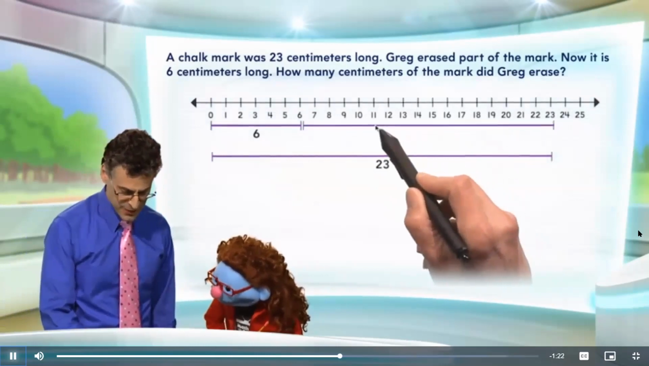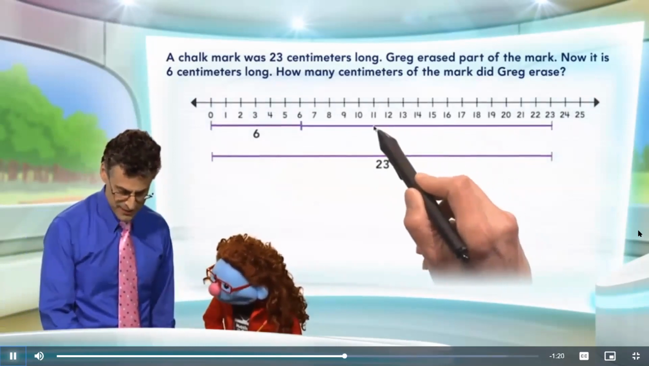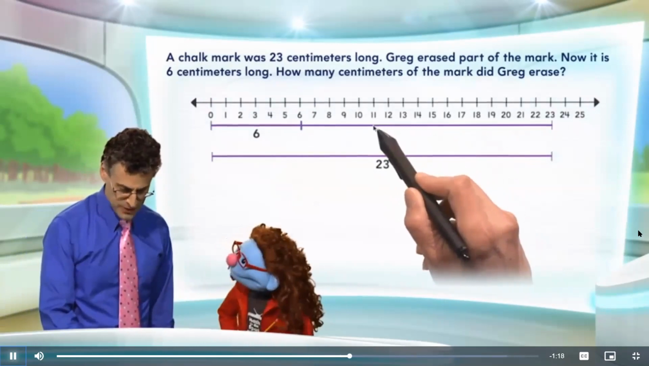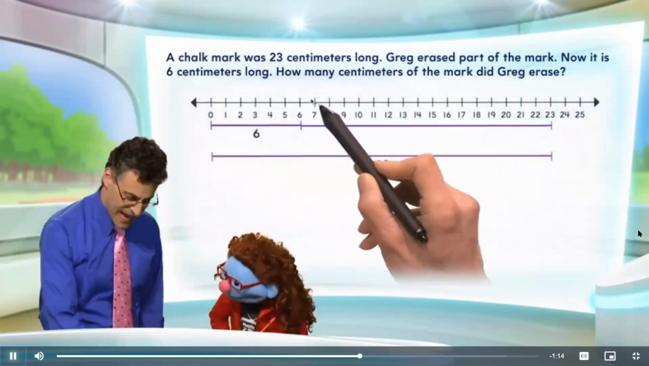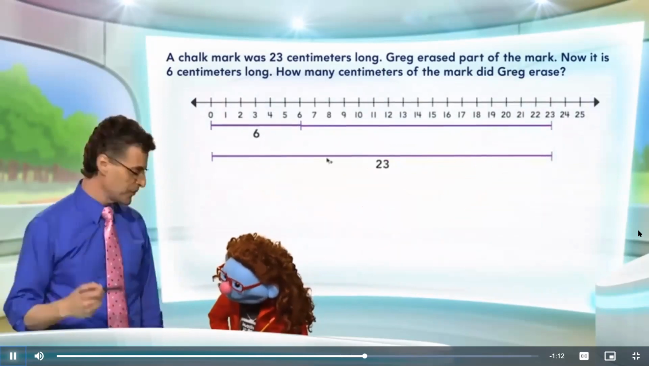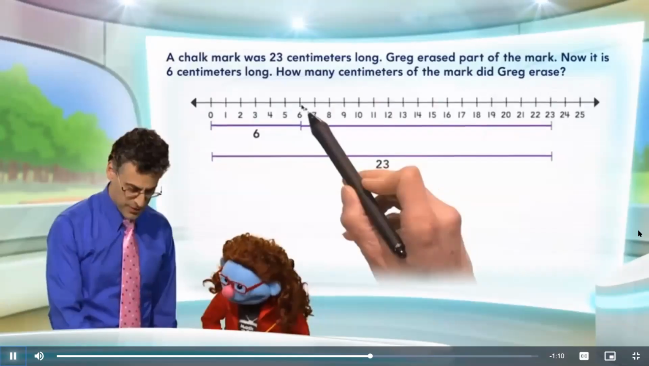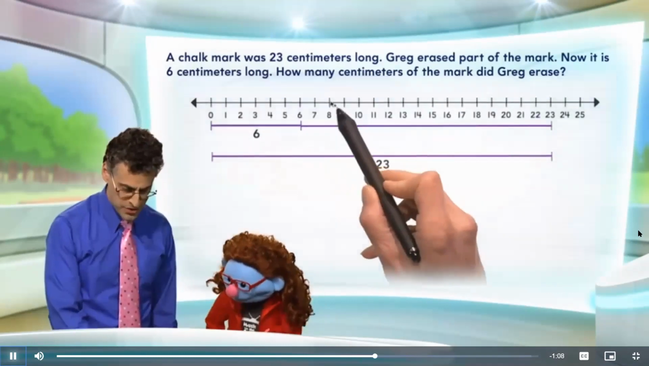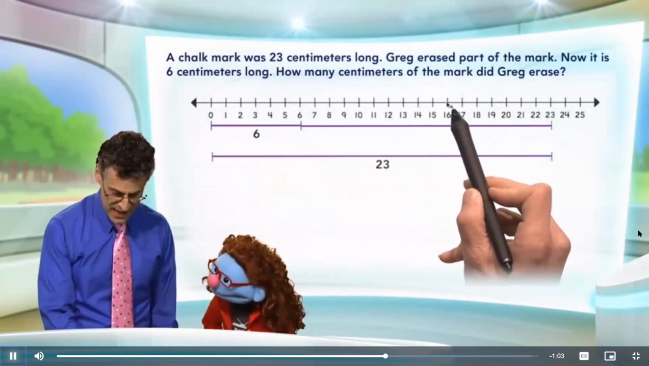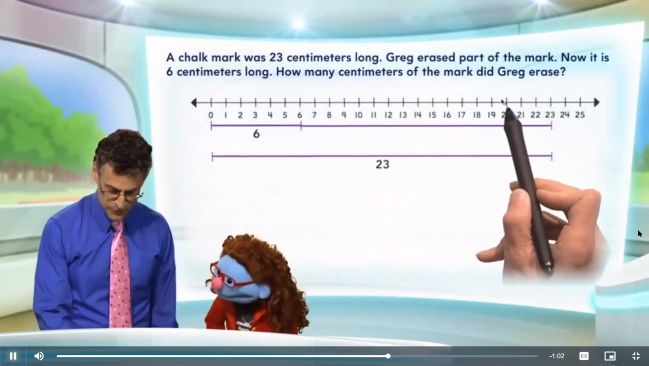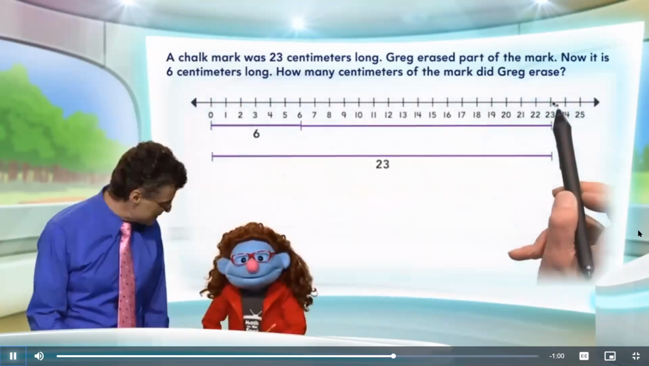So we want to find the length of this piece right here. And one way to do that, if we're lining it up on a number line, Jeannie, is just to start where it starts and just count the units. In this case, count the centimeters. Okay. So if we start right here, we see 1, 2, 3, 4, 5, 6, 7, 8, 9, 10, 11, 12, 13, 14, 15, 16, 17.